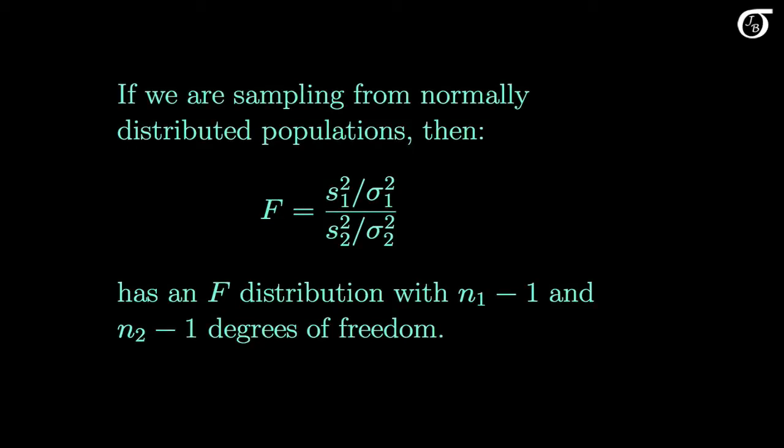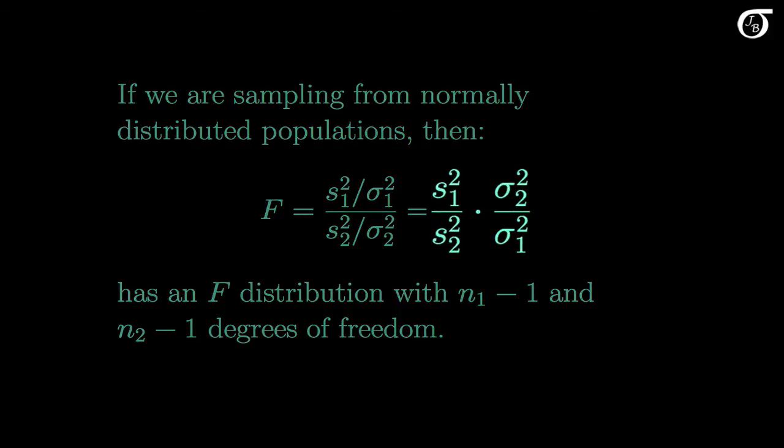If we are sampling from normally distributed populations, then S1 squared over sigma 1 squared divided by S2 squared over sigma 2 squared has an F distribution with N1 minus 1 and N2 minus 1 degrees of freedom. And we use this property to construct the appropriate confidence interval and hypothesis testing methods for the ratio of population variances. I'm going to re-express this quantity as the ratio of sample variances times this ratio of population variances.